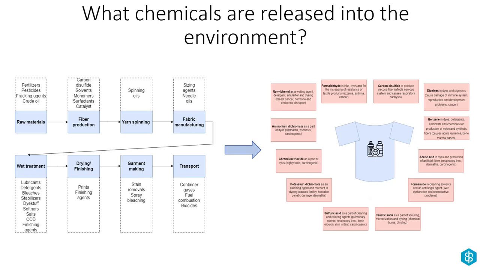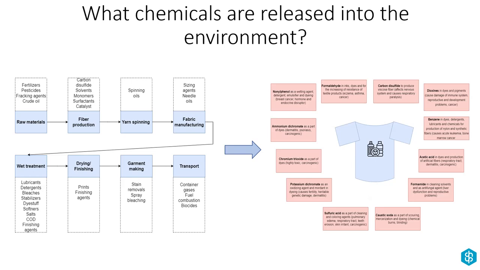And for this, I've prepared two schemas. The first one is a brief summary of production and manufacturing processes of different textile products. It starts with raw materials production, where different fertilizers and pesticides are used, and continues with fiber production, yarn spinning, fabric manufacturing processes, and different wet treatments where sizing agents, spinning oils, different detergents, and dyestuffs are used.